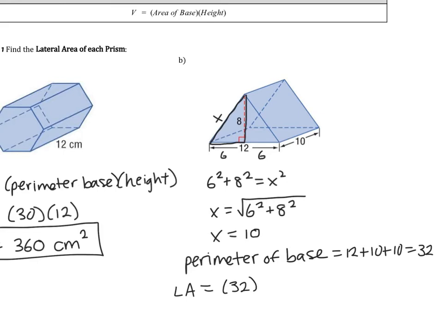times the height, which remember is just the distance between the bases. The height is not always going to be vertical, so our height in this case is 10. So our lateral area is 320, and we'll say units squared.